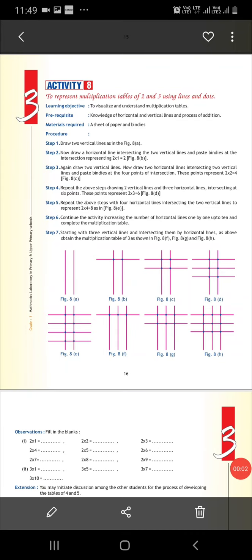Hello students, today we are going to do this maths lab activity. In this activity we are going to concretely see with the help of an activity how we can form a table of any given number. For example, firstly let us take table of 2. Suppose we want to frame table of 2. Then what are we going to do?